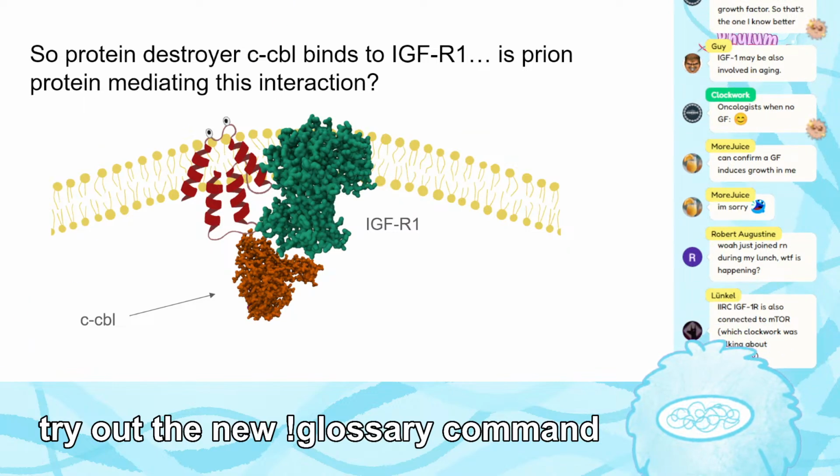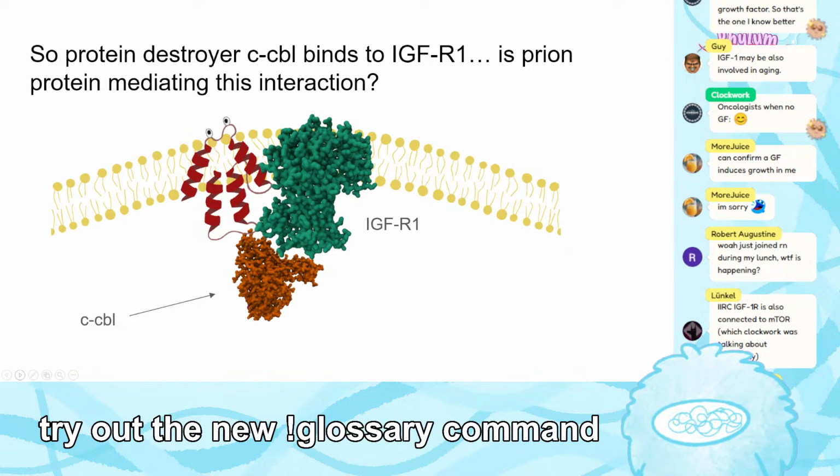IGFR1 is also connected to mTOR, which Clockwork was talking about previously. I will have to look more into it in the future, because I think I'm missing a huge part of the story if I don't have that context.